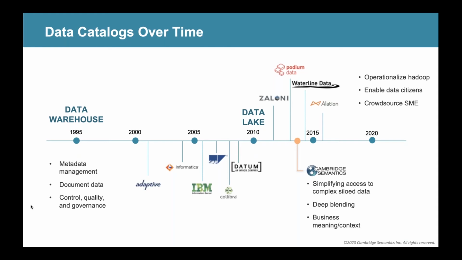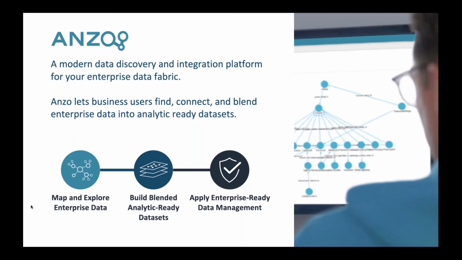So simplifying data, blending data, and making it more accessible and usable by adding business context. That's our unique point of view and approach to cataloging, and I think you'll see that as we move forward in our conversation. So our product, which Greg is going to give you a little tour of in a moment or two, is called Anzo. And Anzo is a data discovery and integration platform that's part of that data fabric. And it really provides a modern approach to data cataloging built on semantic and graph technology.